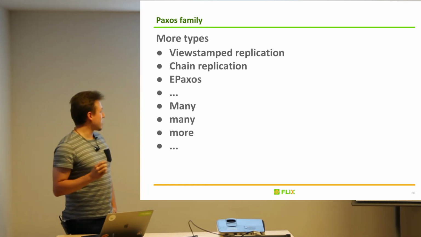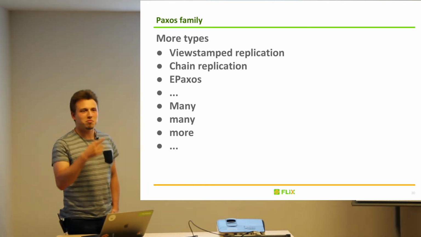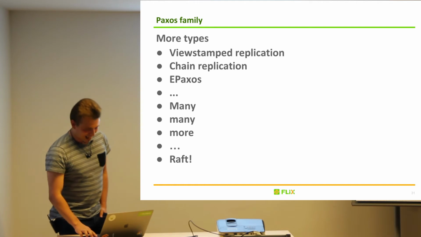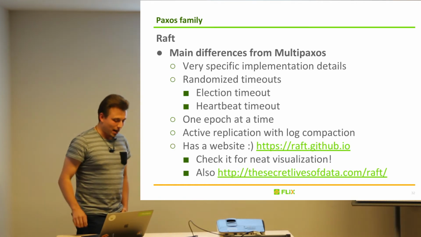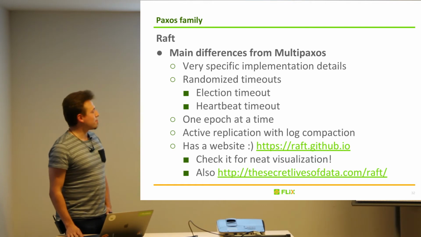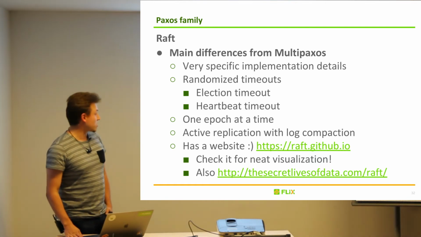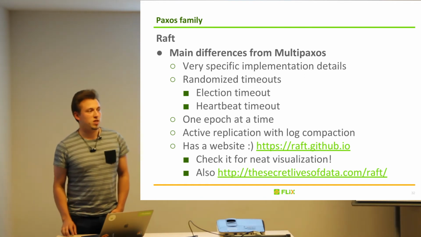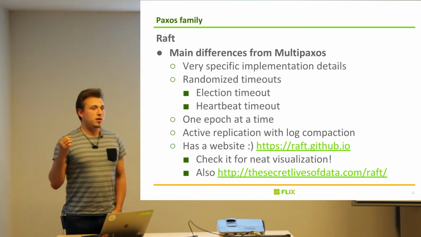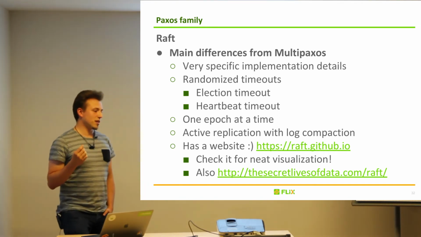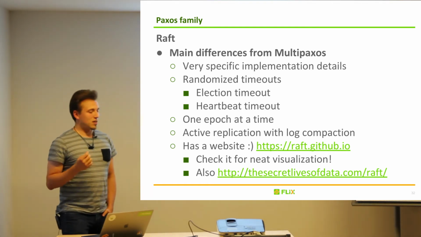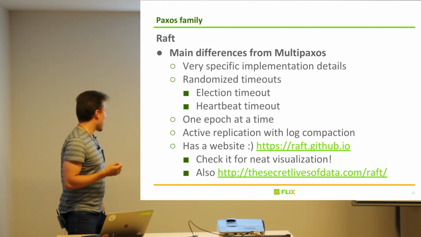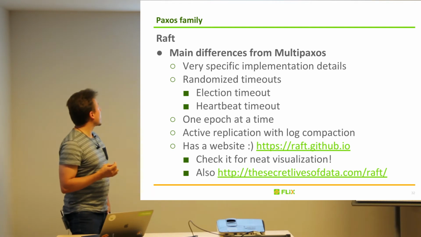And the most famous after Paxos one, any guesses? Plus 10 points. Exactly. So what are the differences? First of all, Paxos is very theoretic. So Raft defines many things in terms of implementation. It defines how the timeouts should be defined. It defines that timeouts should be randomized. It defines a recommended range for the timeouts. It defines a lot of things. And also it's about active replication.